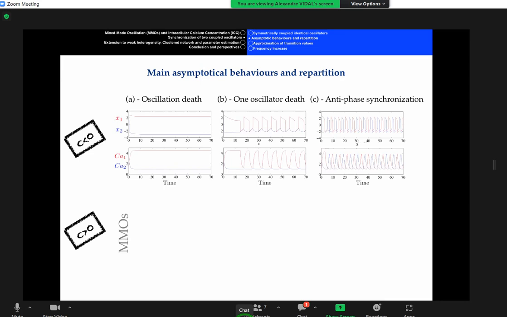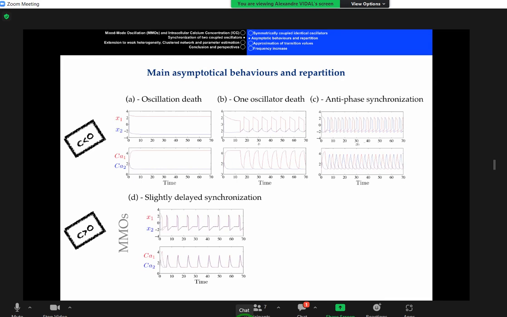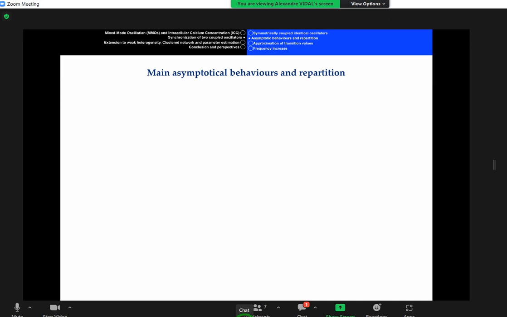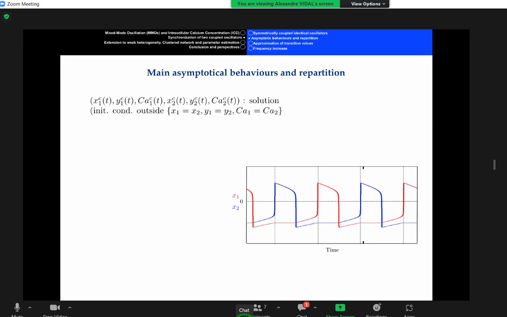And for C strictly positive, we identify mixed-mode oscillations, with slightly delayed synchronization. You cannot see that perfectly, but there is a small phase shift, even in the asymptotics, between CA1 and CA2. While we can also have perfectly in-phase synchronization, meaning that both oscillators spike exactly at the same time. And the repartition is the following.